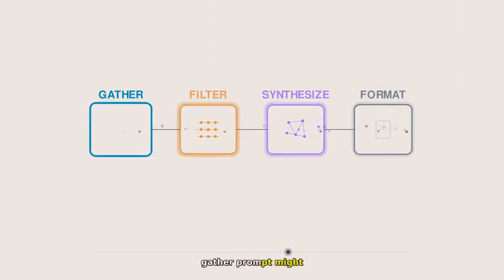A good gather prompt might look like, you are a research assistant. I'm researching topic. Generate a comprehensive list of key facts, trends, debates, relevant statistics, important actors, and open questions in this space. Be thorough. Prioritize breadth. Don't evaluate or filter yet. Just capture everything that might be relevant. Notice the explicit instruction not to evaluate or filter yet.